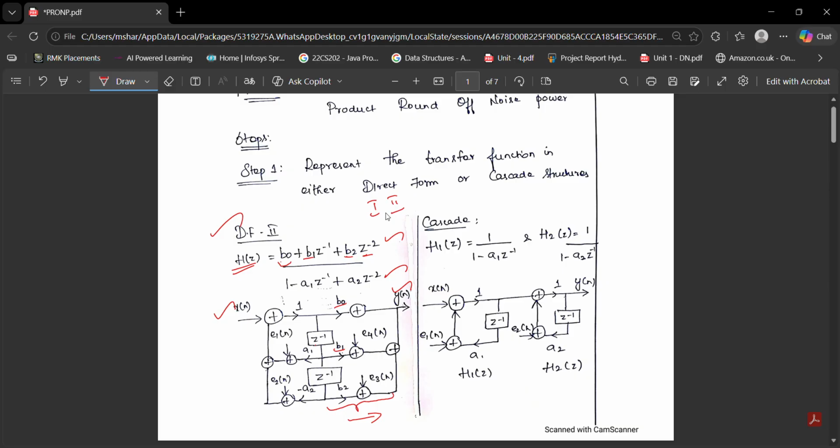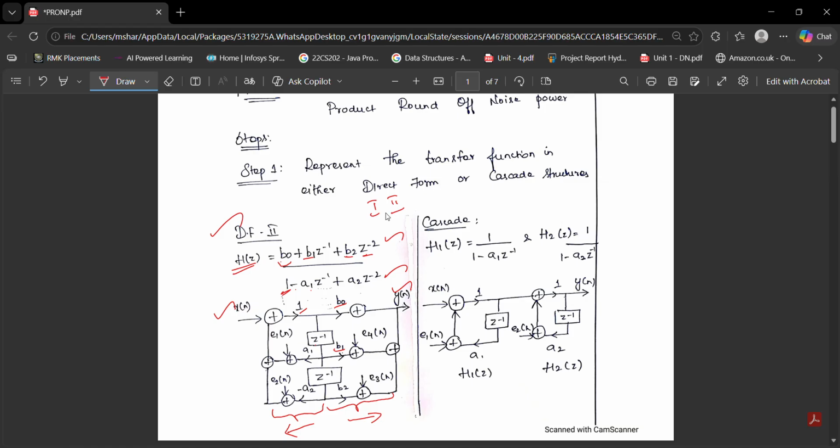Coming to the denominator part, it will be placed on the left hand side of the structure, and the arrow marks will be from right to left. So the coefficients will go like this. This one will be placed here, and this minus a1 will be placed here.